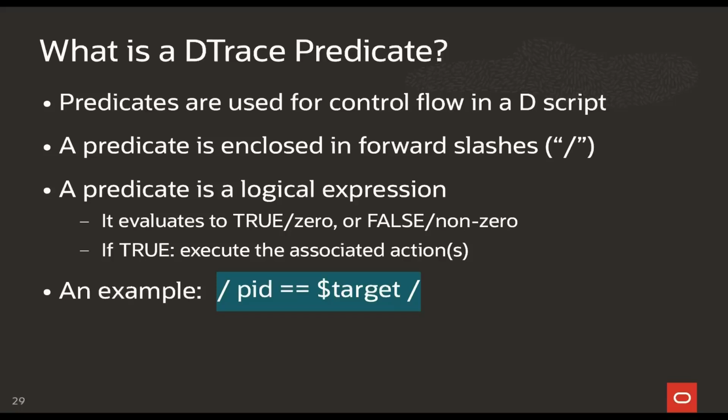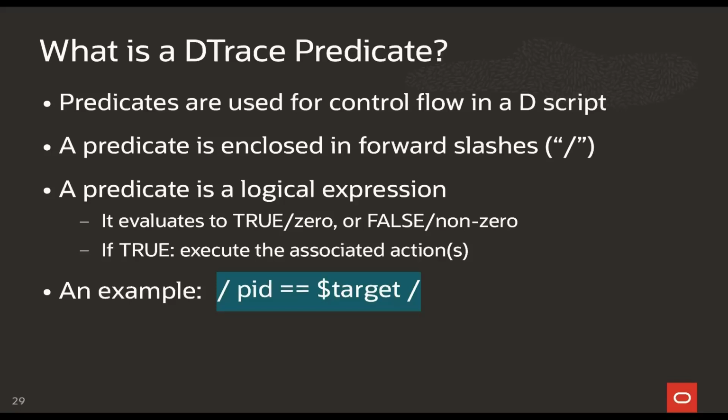If it's true, the associated actions are executed, and otherwise they're not executed. And here's an example. It's actually quite a common example. The predicate is pid equals $target. What does that mean? Well, when a probe fires, it has a process ID. That's the process ID that's causing the probe to fire. $target is the process ID of the target that I'm looking at. You can do that with DTrace.